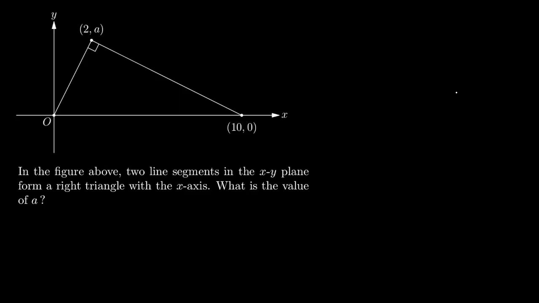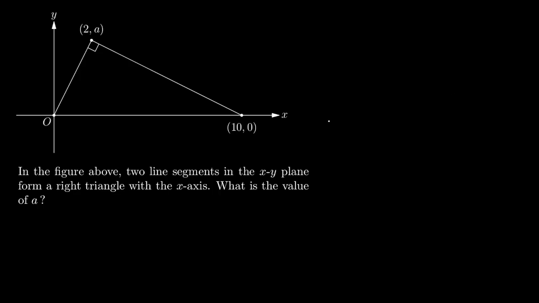Let's have a look at this SAT question. In the figure above, two line segments in the xy plane form a right triangle with the x-axis. What is the value of A? If you want to give this problem a try, pause the video and let's see how you can solve this.